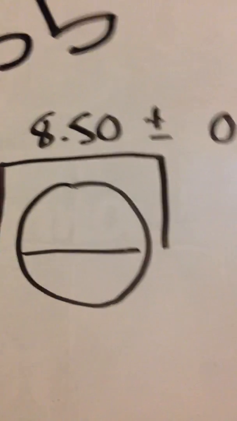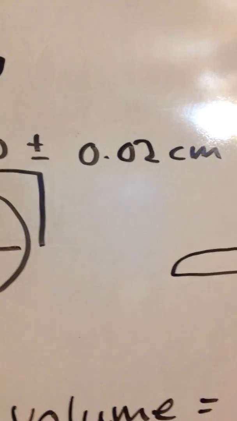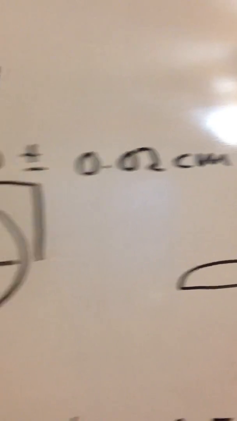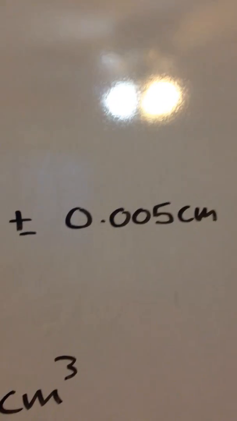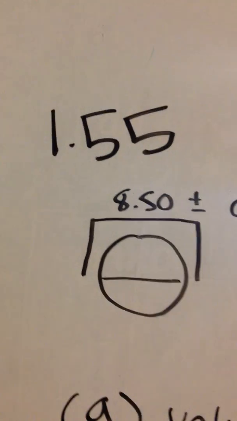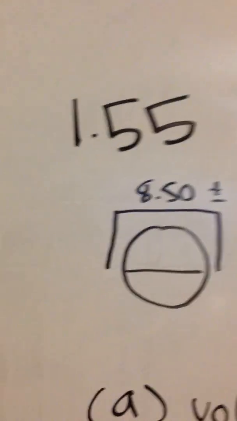So let's go through this. I've drawn a picture of our cookie. It's 8.50 centimeters plus or minus 0.02 centimeters in diameter, and in width, we've got 0.050 plus or minus 0.005 centimeters. So what we're trying to find first is the ratio between the two, and we're going to try and find the volume first.